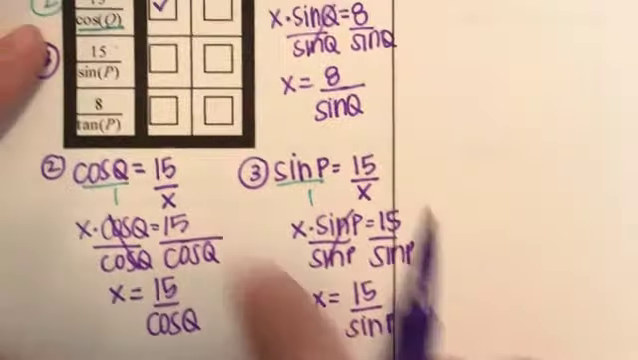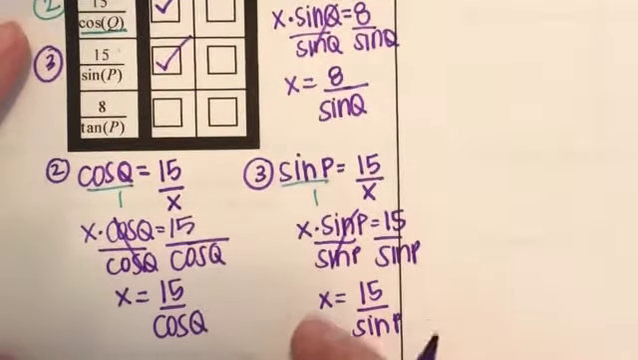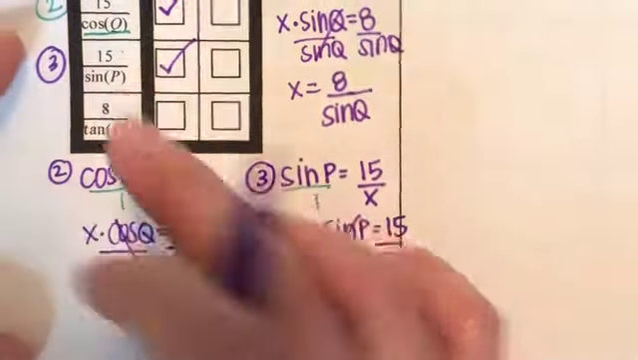And again, that's exactly what they give us here. So we're going to say, yes, that is an expression to solve for the missing side, to solve for x.